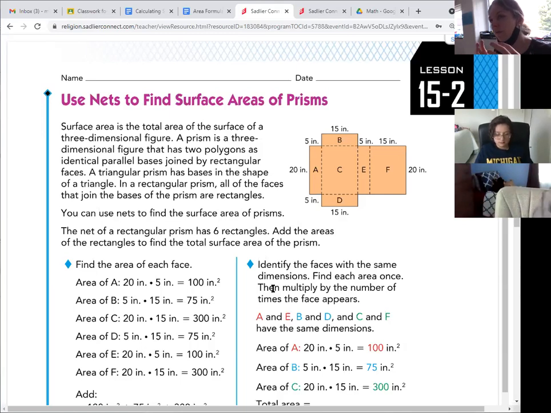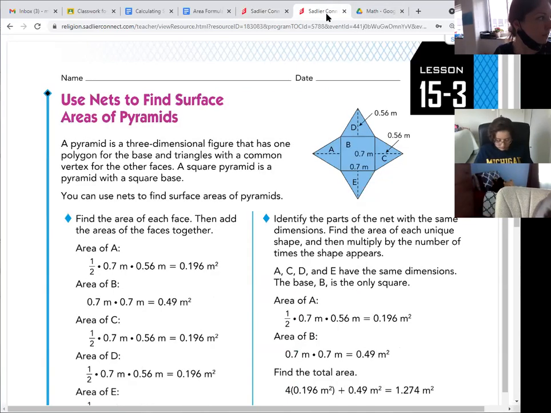So this focus on 15.2 is about prisms, but turn the page. What's on the next page? Surface area of pyramids. So here we go. A pyramid is a three-dimensional figure that has one polygon for the base, and then what's connecting it this time? Triangles are connecting at this time, and they connect with a common vertex at the top of it, right?